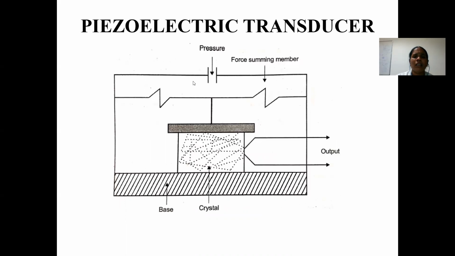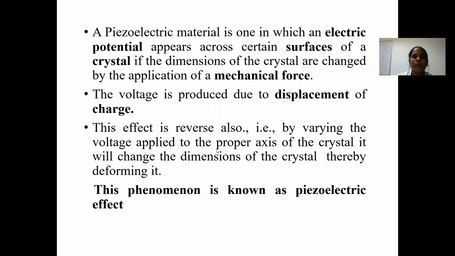This is the piezo setup of your piezoelectric transducer. You have a membrane, and the pressure is given through the pressure port. Your crystal is here. When the membrane compresses under the pressure, the crystal deforms, and the output voltage occurs due to the variation in the electric charge. When you give an input supply in the reverse condition, the crystal deforms back to its original structure.